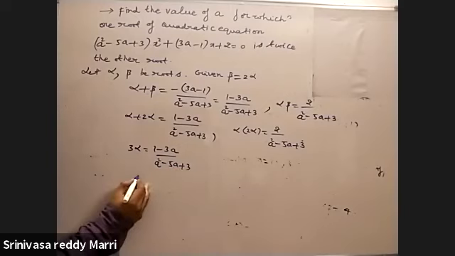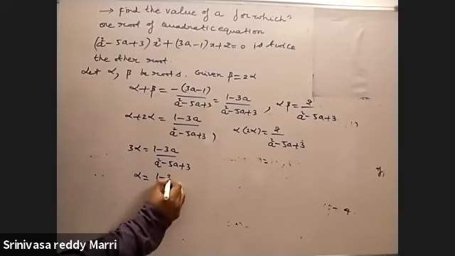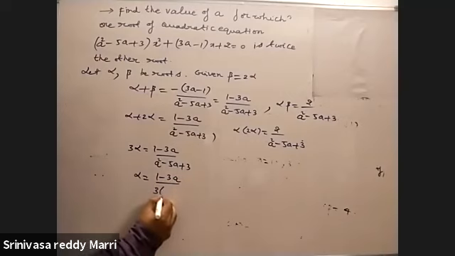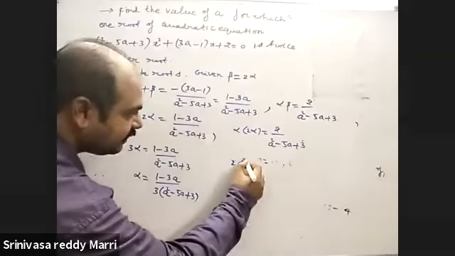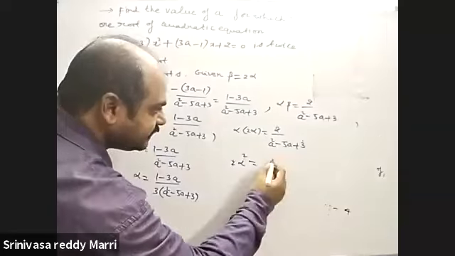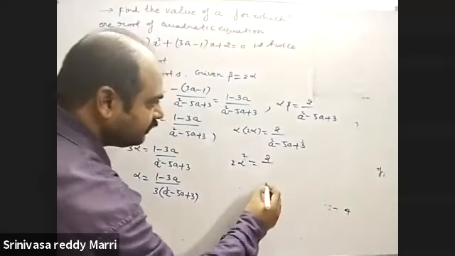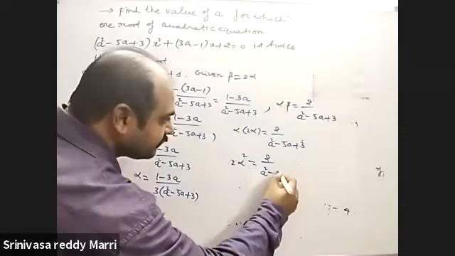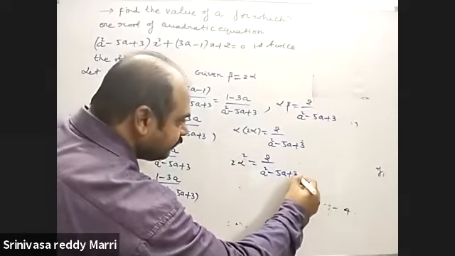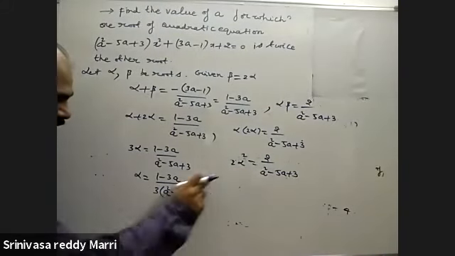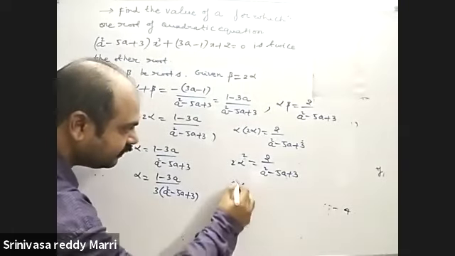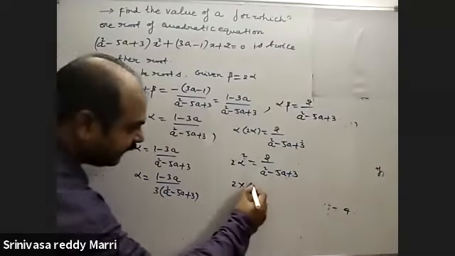Right? So now I got the alpha value. Alpha is nothing but (1 minus 3a) divided by 3 into (a square minus 5a plus 3). So now from this I got alpha. Now here one more relation is there. 2 alpha square is nothing but 2 divided by (a square minus 5a plus 3). So 2 alpha square is this one. And in place of alpha, I can substitute this.